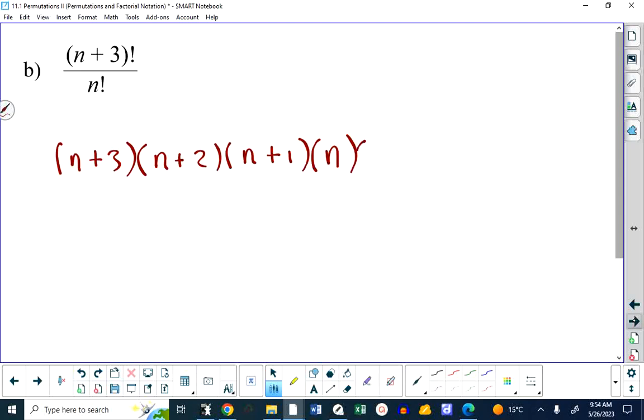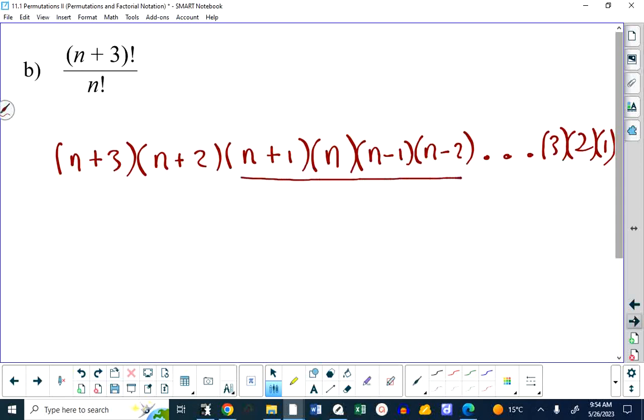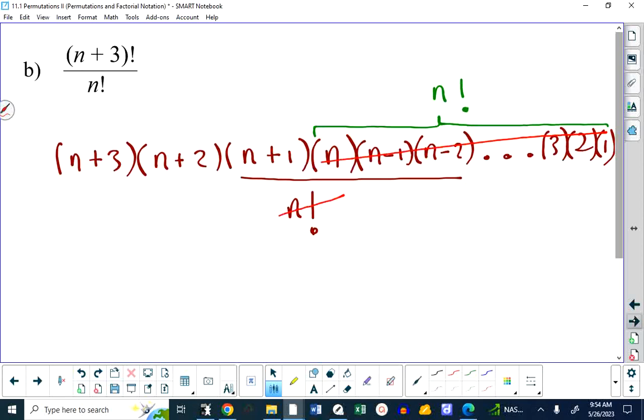I'm going to put just a couple more here. You can decide if you want to put more or less. It's up to you. And again, I would highly encourage you to put times 3 times 2 times 1. This, of course, is over n factorial. But from here down to the end of the line is n factorial, which means that cancels with that. And we're left with n plus 3, n plus 2, n plus 1.